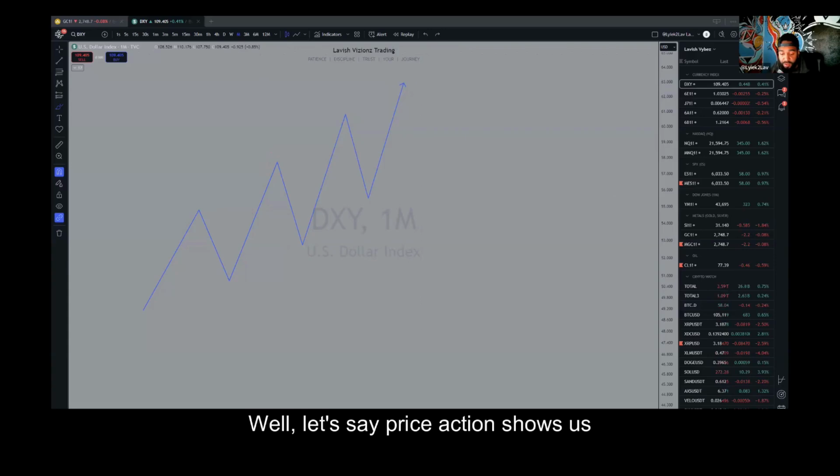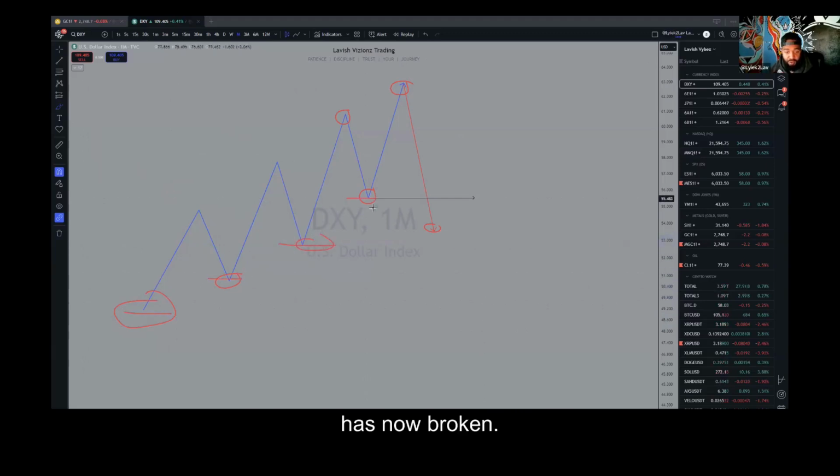Well, let's say price action shows us a lower low. Where did I get the lower low? Higher high, higher low, higher high. This low is not higher than this low, it's lower than this low. So with the change of the first word, we're going to call this a break of structure. That structure, the higher lows that were continuously getting higher and taking us to the upside, has now broken.